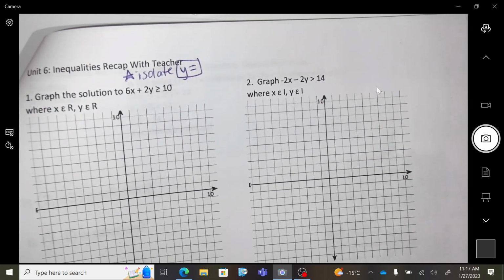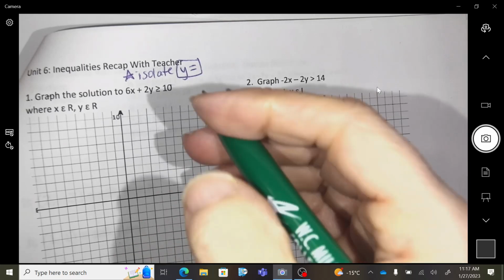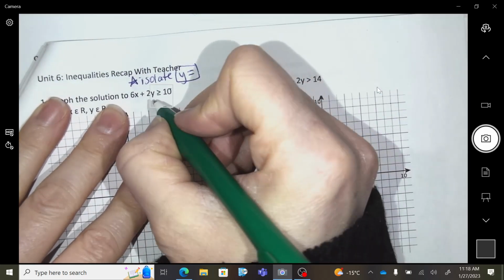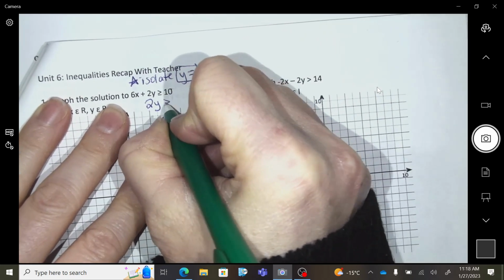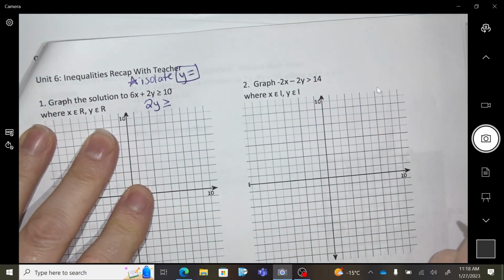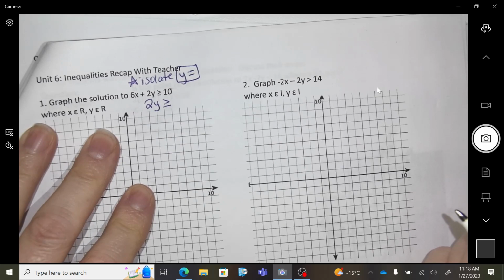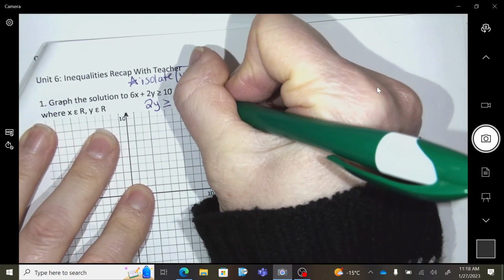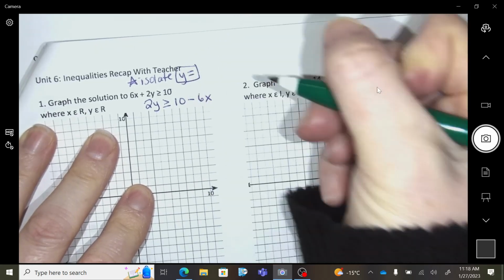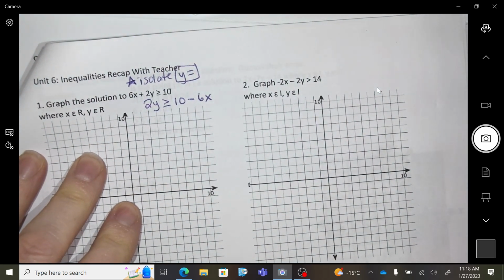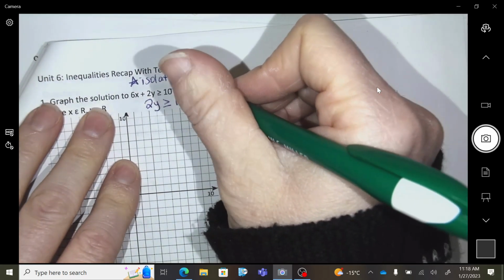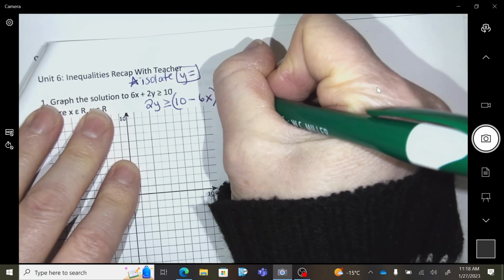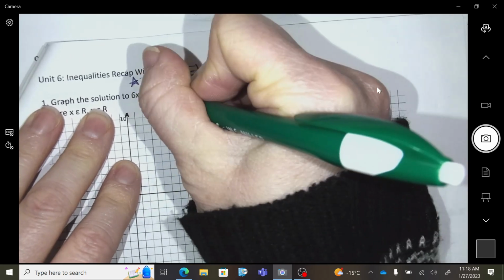Okay. So here's what I'm going to do. I'm going to keep the y unit. So 2y. The 10 is fine. Do you understand that I'm going to minus 6x over? And then I would take that divided by 2.